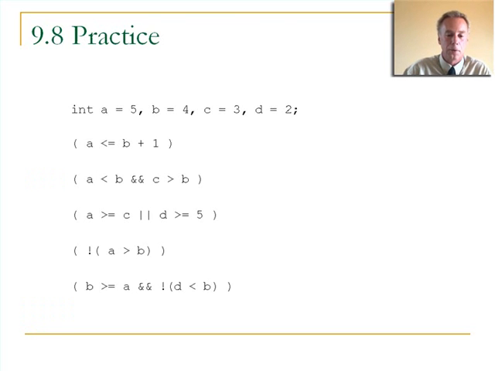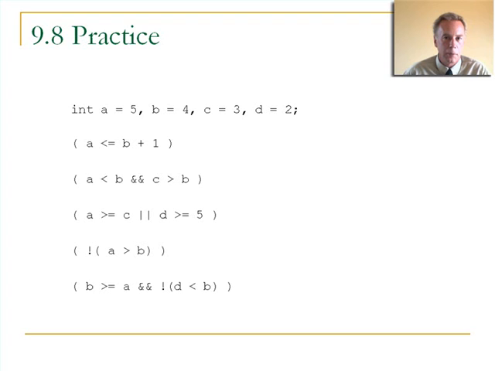Here are some for you to practice. And that first one has an arithmetic operator in with it. That's the first time we've seen that. Mixing arithmetic operators with relational operators. So we have A is less than or equal to B plus 1.